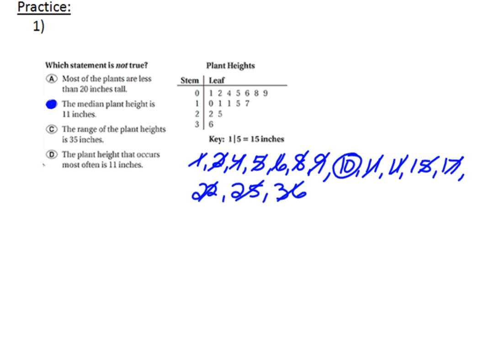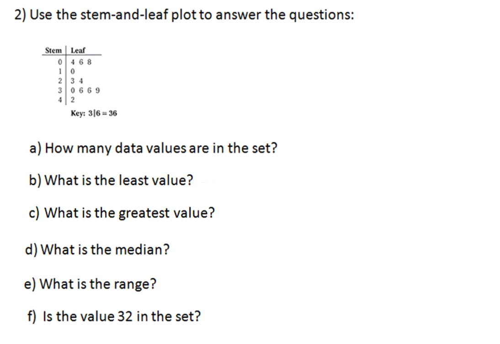So the range is 35. Remember the range, you take the highest data, which is 36, and subtract the lowest data, which is 1. So the range is 35. The height that occurs the most often is 11. Well, if you look at all the numbers when I wrote it out, 11 does occur the most amount of time. So that is the mode. Therefore, B is the only one that is not true.